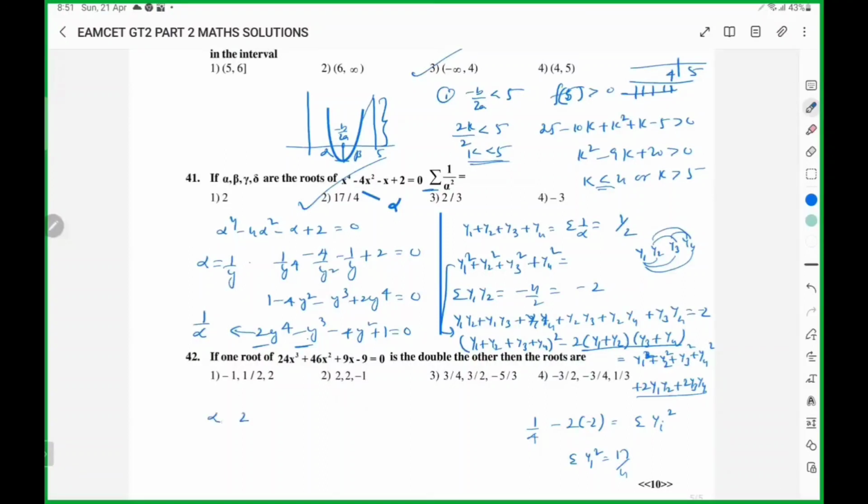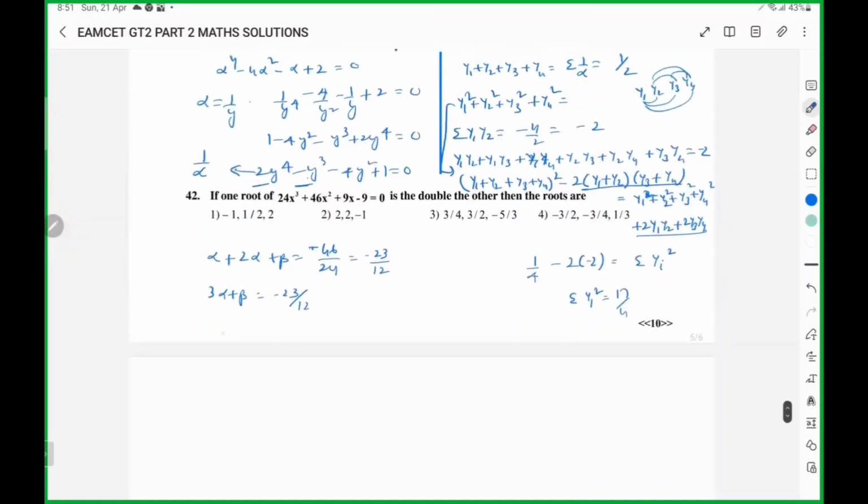Here one is double the other root. The sum of the roots must be minus 46 by 24. So 3 times (alpha plus beta) is minus 23 by 12. The product of the roots, 2 alpha square beta, is minus 9 by 24, that is 3 by 8. Here, if you take minus 3 by 2, minus 3 by 4, 1 by 3 and multiply, you get 3 by 8.